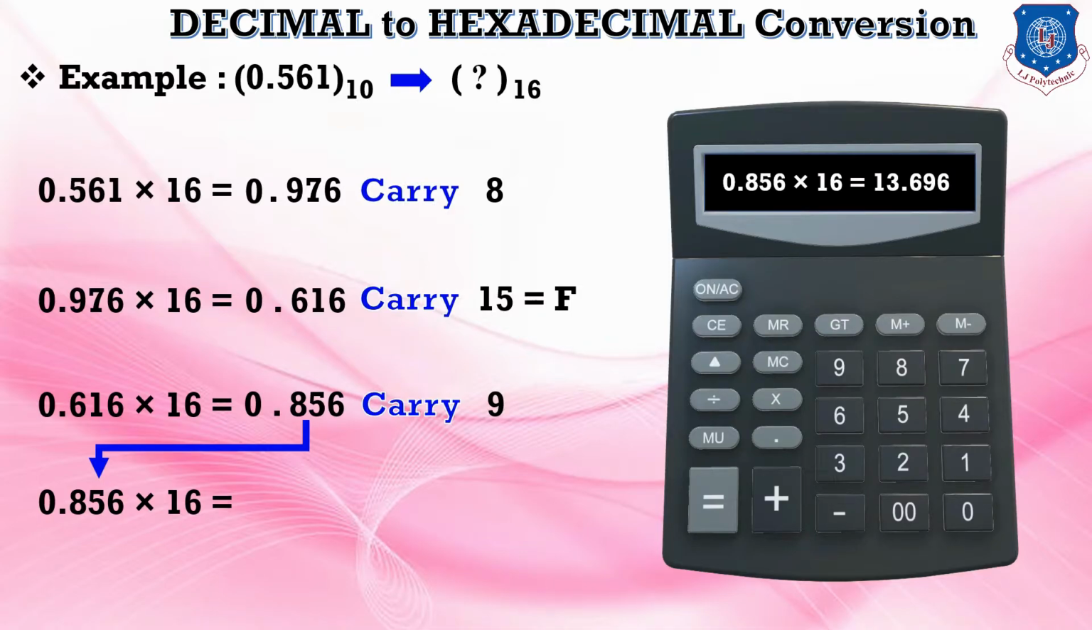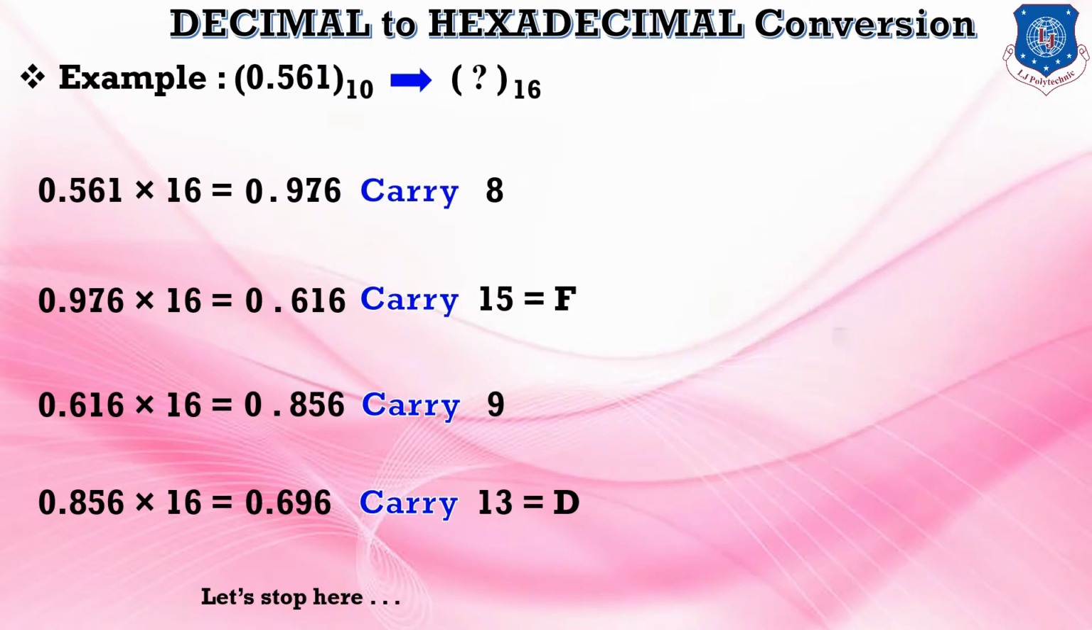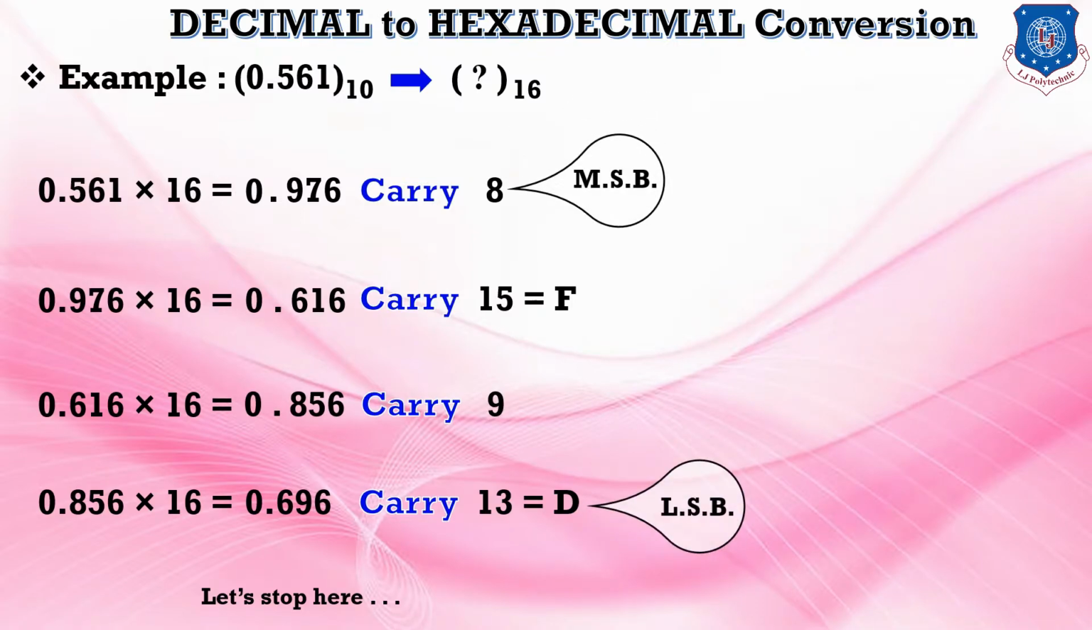Then we will get the answer 13.696. Of this 13.696, we consider 13 as a carry. Again, here there are two digits, 1 and 3 in 13, but we can't use a dual digit in hexadecimal numbers. So we replace this 13 with the capital letter D. Now let's stop here for more conversion. In the next step, we apply LSB and MSB to the digits.